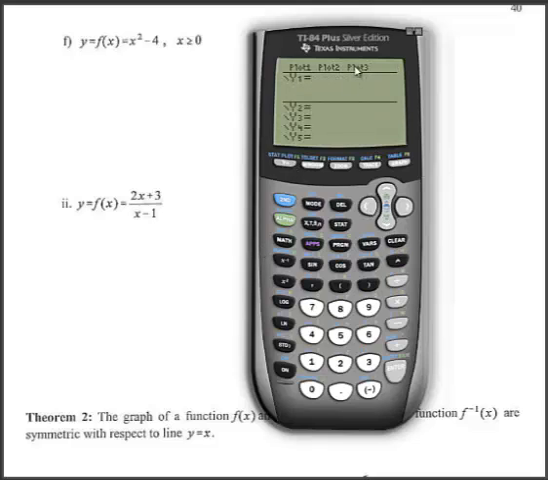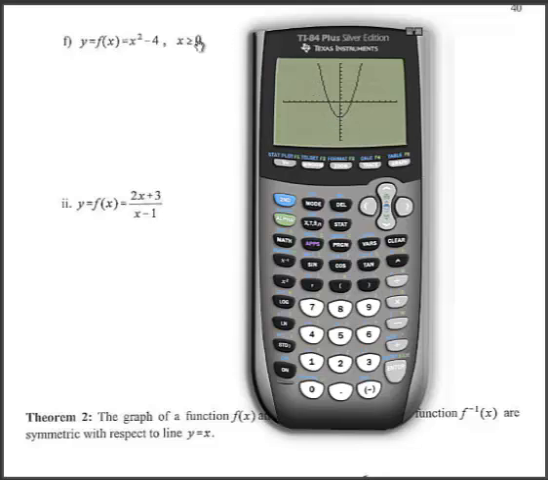Okay, I'll clear out the previous function, and I will put in here x squared minus 4, enter, and graph it. And the way it's pictured in the graph, it is not one-to-one. So we can't find an inverse function. We can find a converse, but the converse will not be the inverse function.